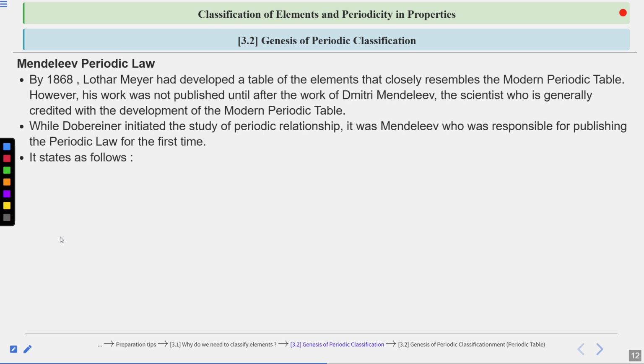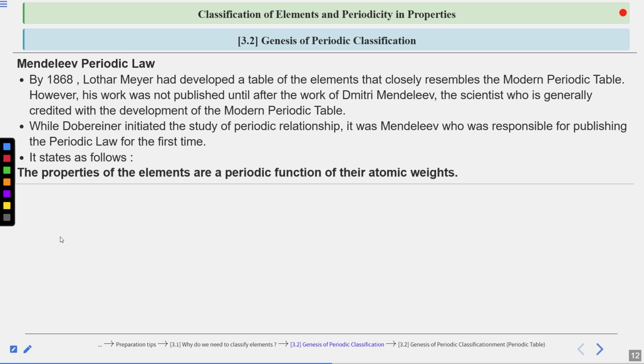So what was his periodic law? This is the most important point of the Mendeleev periodic table. He said that the properties of elements are a periodic function of their atomic weight. Means you can think of atomic weight as the justifying factor for the property. If we arrange the given elements in terms of the atomic weight, we will get the properties of elements classified.